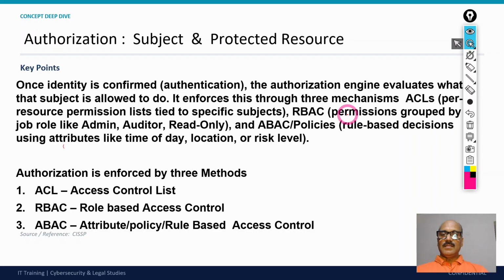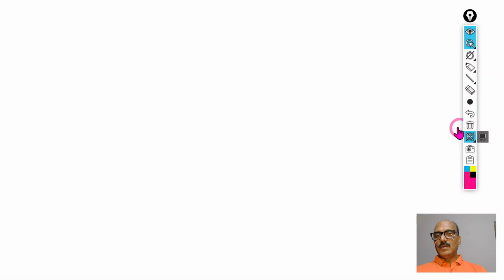Then the last one is attribute based access control. It is also called rule based or policy based access control. It uses multiple attributes. So let me do some illustrative diagram. Let's go to the whiteboard.